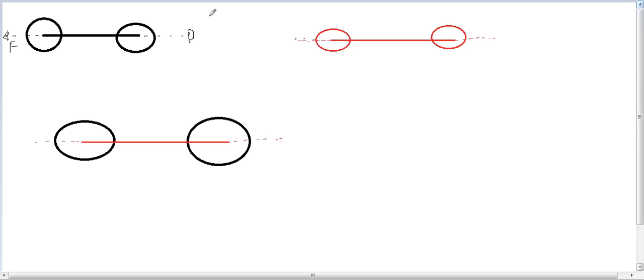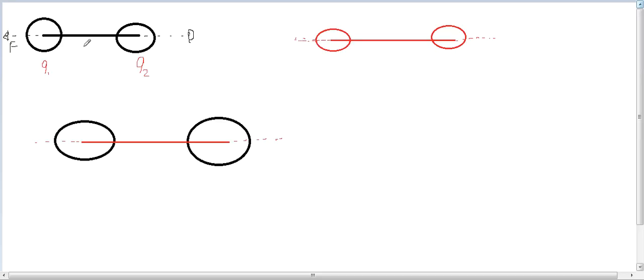Let's suppose there are two charged particles with charges q1 and q2, separated by a distance r. Due to the charges, a force arises between them.